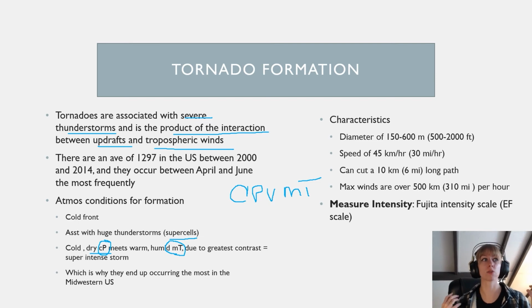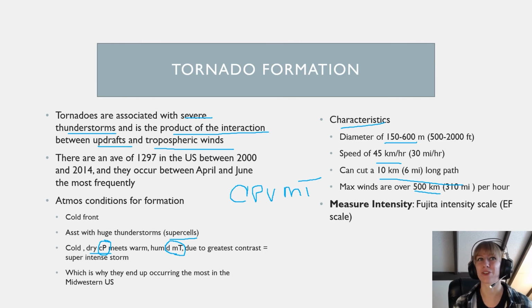So it results in these super intense storms, which are known as supercell thunderstorms. And this is why they end up occurring most in the Midwest, because you have those continental polar winds coming down and the maritime tropical coming up, and they will cause a cyclone to form. Characteristics. You can have a diameter of 150 to 600 meters, or 500 to 2,000 feet. Its speed is 45 kilometers an hour up to, remember that highest one, which was 300 miles per hour. Max winds are over 500 kilometers per hour. They can cut a 10 kilometer long path.